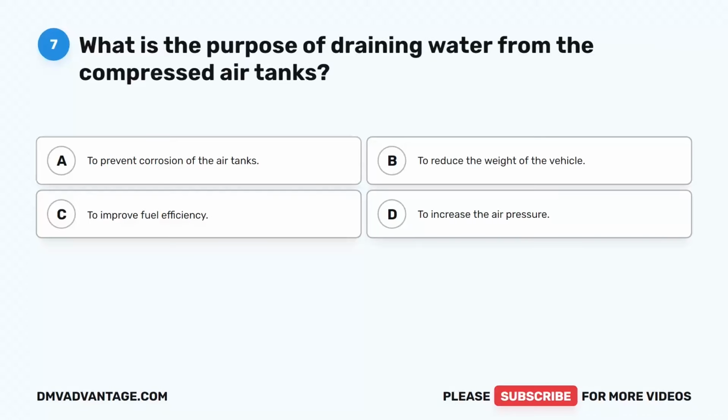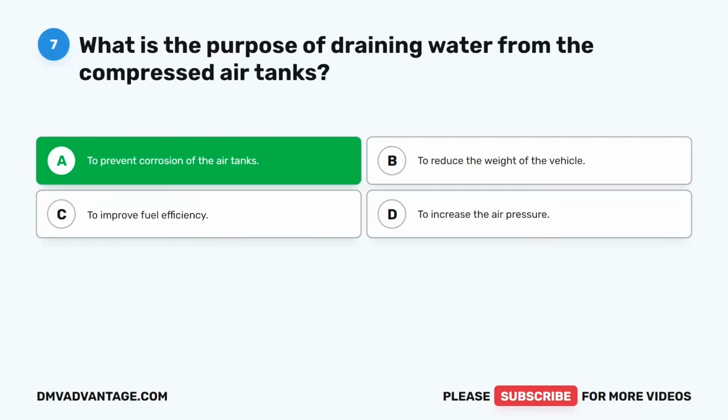Question 7. What is the purpose of draining water from the compressed air tanks? A. To prevent corrosion of the air tanks. B. To reduce the weight of the vehicle. C. To improve fuel efficiency. D. To increase the air pressure. The correct answer is A.